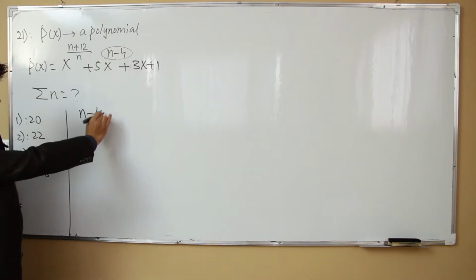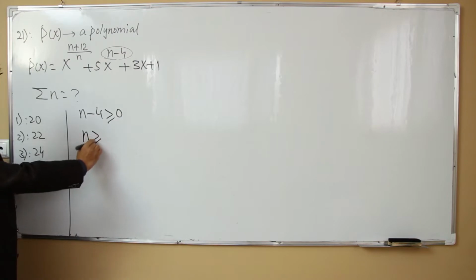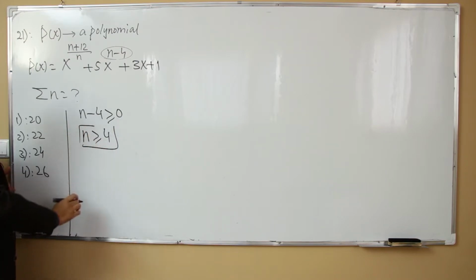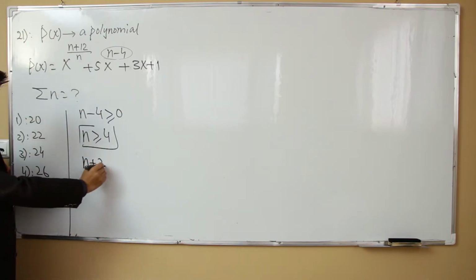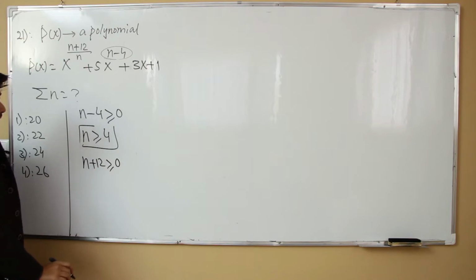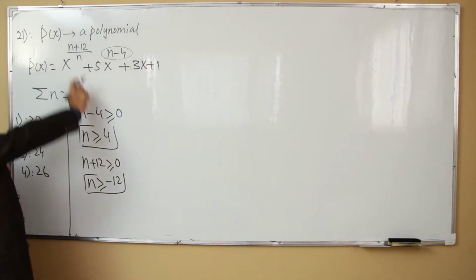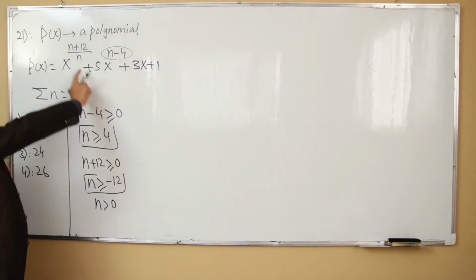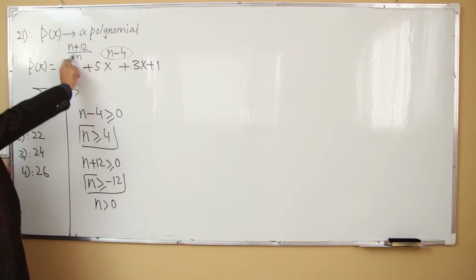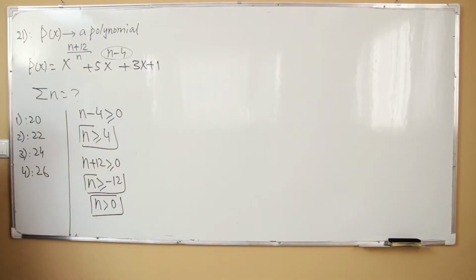It means n minus 4 should be equal or greater than 0, so n will be equal or greater than 4. This power, the numerator and also denominator, should also be a natural number. I mean n plus 12 should be greater or equal to 0, so you will find n greater than or equal to minus 12. Here, this n should be greater than 0, not equal to 0. Why? Because if the denominator is 0, on that occasion, we cannot define the fraction. So, n should be greater than 0.